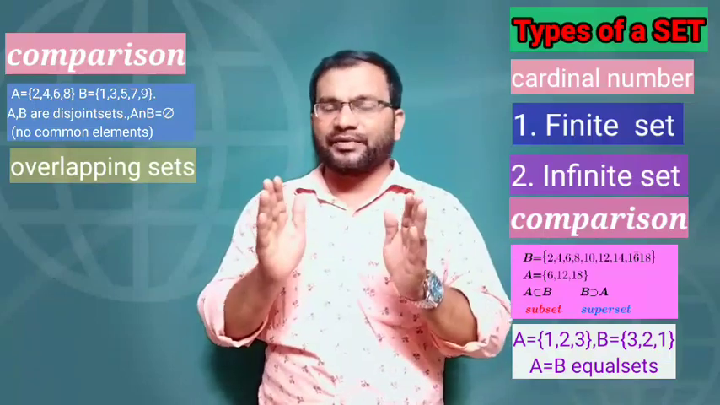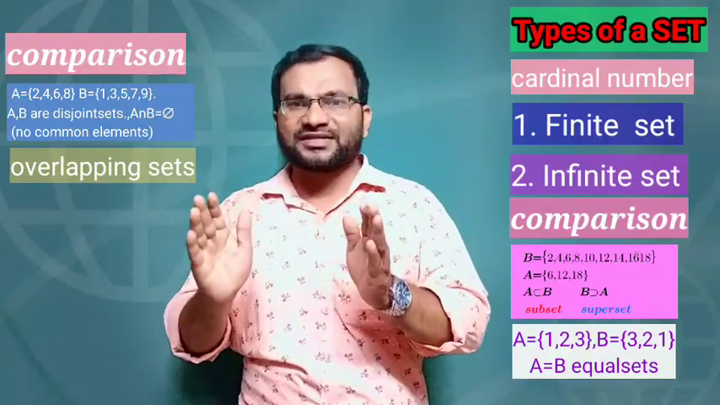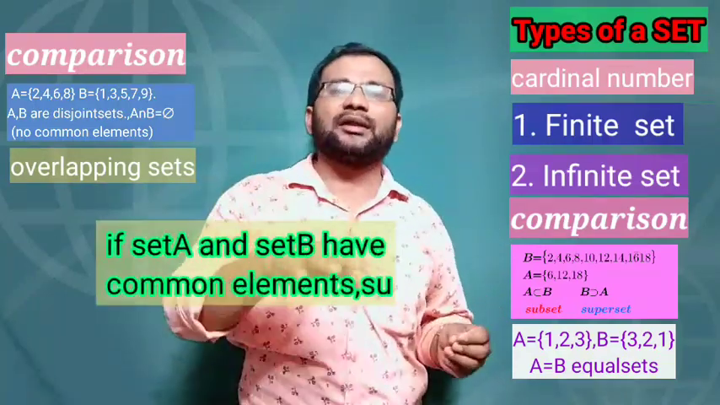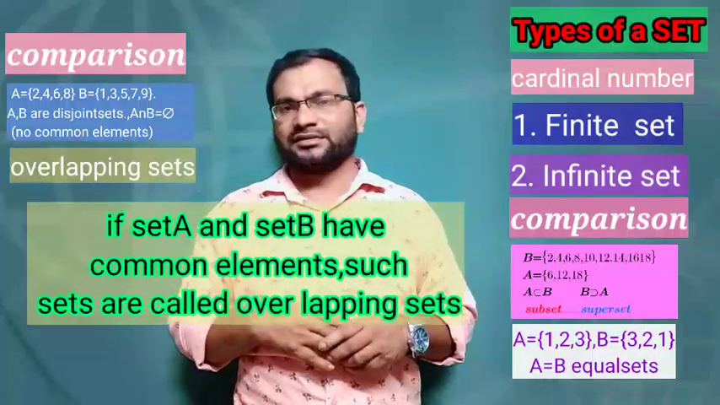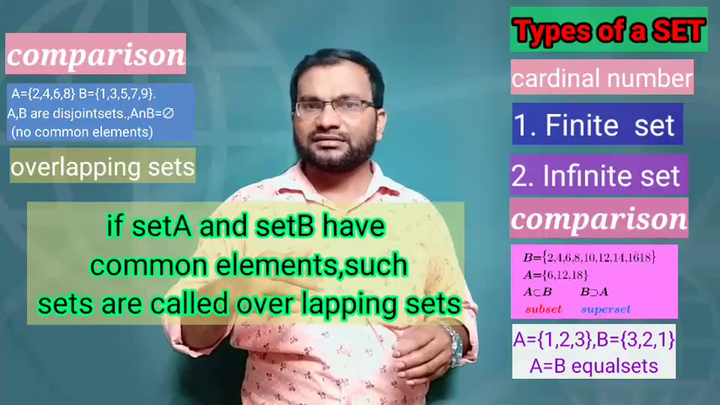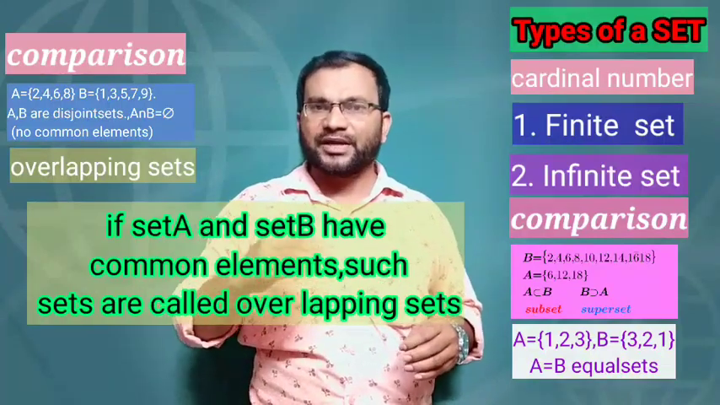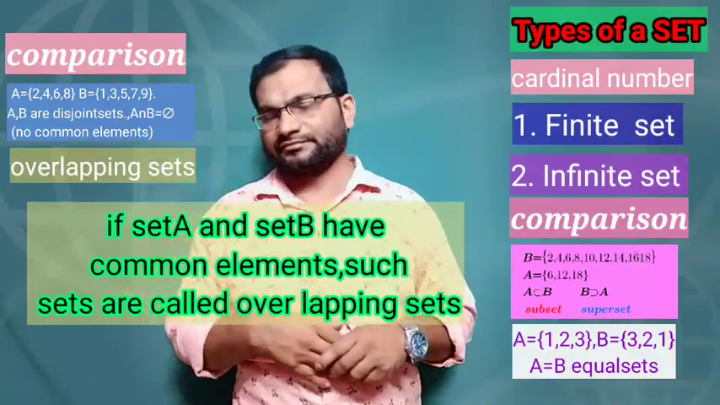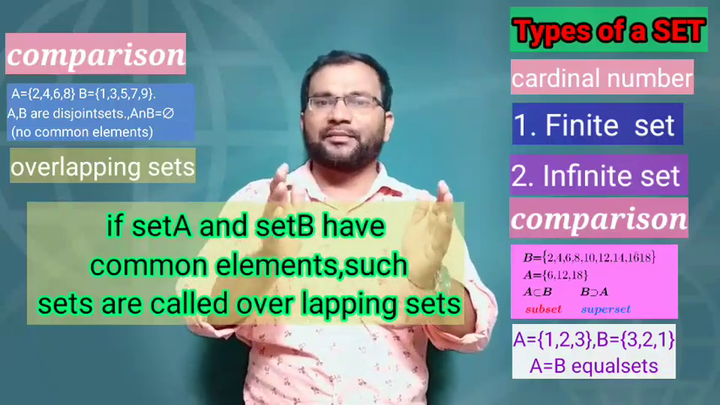Set A and set B are said to be overlapping sets if they have common elements in both. That means some elements in A are in B, or some elements in B are in A. Then they are called overlapping sets.